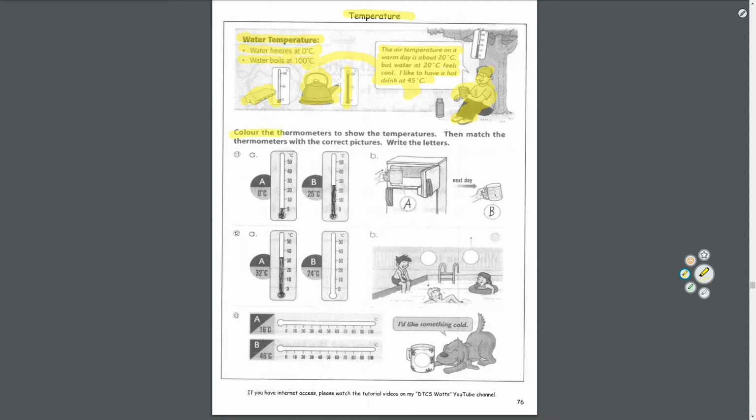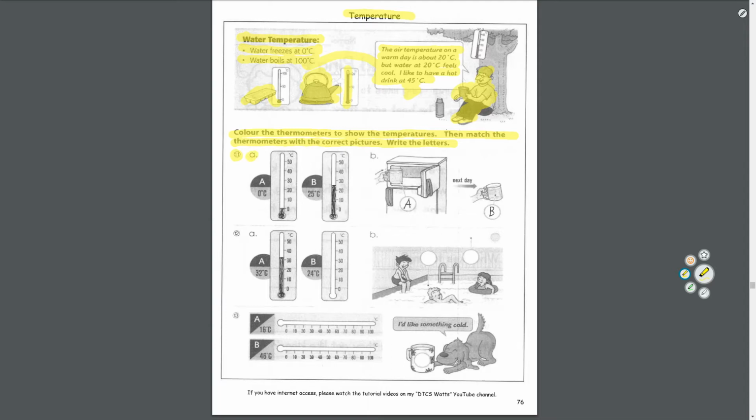Okay. Color the thermometers to show the temperatures. Then match the thermometers with the correct pictures. Write the letters. Okay, so I did question 11 for you. Here's how I did it.